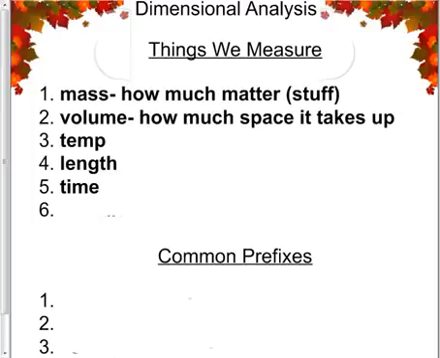A new thing that we're going to be measuring in chemistry class is the amount of a chemical. The amount of a chemical is a unit called moles. We'll hear more about those later on this year.